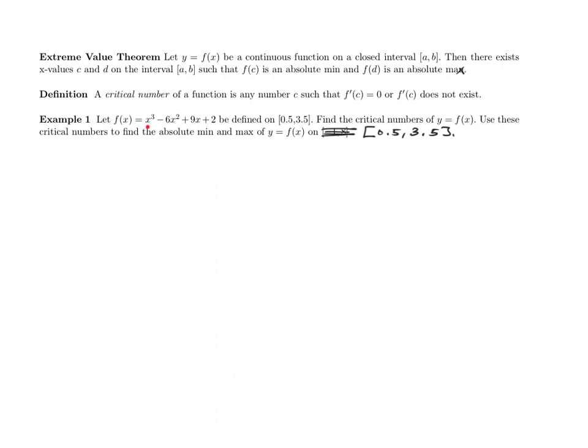Here I have this function x cubed minus 6x squared plus 9x plus 2, and we'll define it on this closed interval. First, I want to find all the critical values of this function, and then use these numbers to find the absolute mins and maxes. I'll first note that f is continuous, as it is a polynomial, and this interval 0.5 to 3.5 is closed. And therefore, by the extreme value theorem, I know an absolute min and max must exist on this function. So how do we find them?